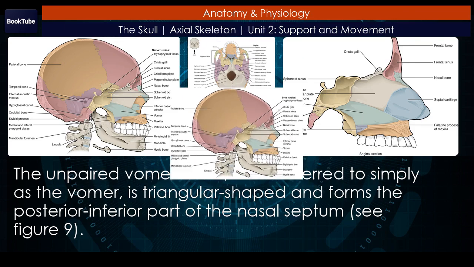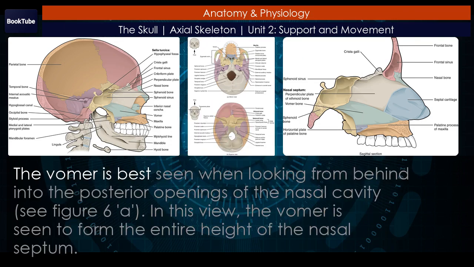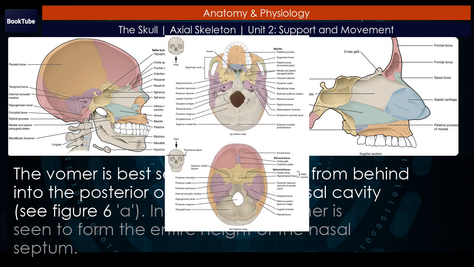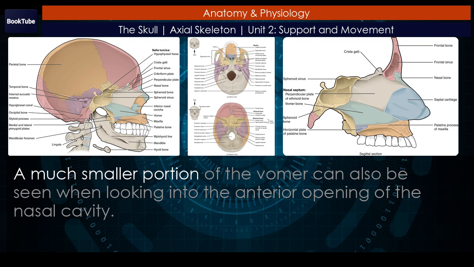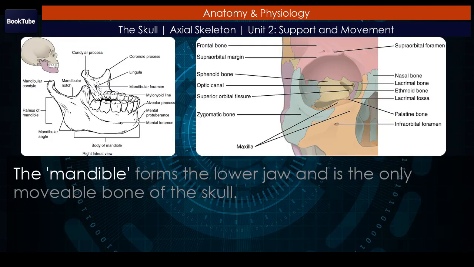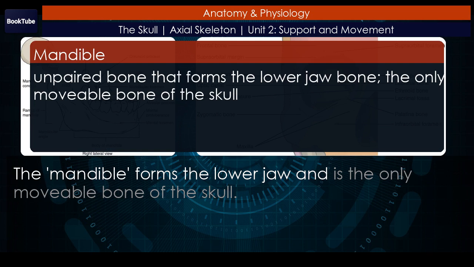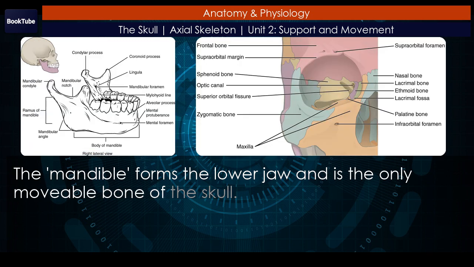See Figure 9. The vomer is best seen when looking from behind into the posterior openings of the nasal cavity. See Figure 6. In this view, the vomer is seen to form the entire height of the nasal septum. A much smaller portion of the vomer can also be seen when looking into the anterior opening of the nasal cavity. Mandible. The mandible forms the lower jaw and is the only movable bone of the skull.